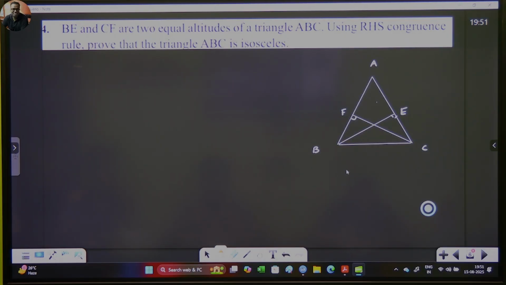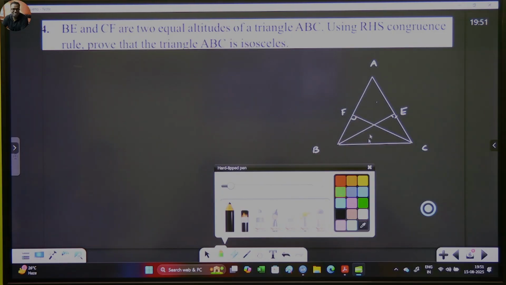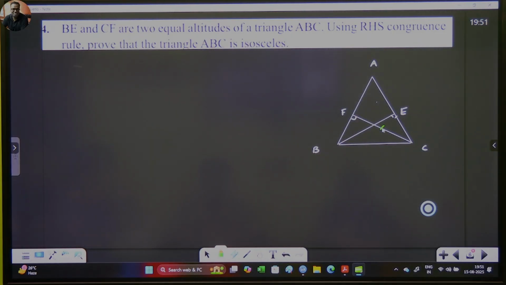Very good. Two equal altitudes. So if they are equal, children, you should also show that these are equal. BE and CF are equal. Now you have to prove that triangle ABC is isosceles. How do you prove that a triangle is isosceles? There are two options. Either you prove angle B is equal to angle C, or you prove AB equal to AC. I think this is easy for you.